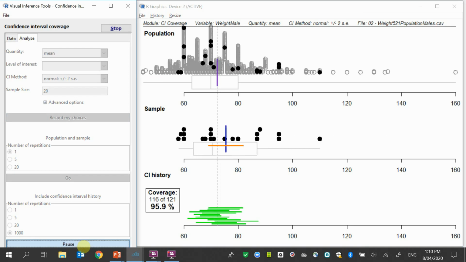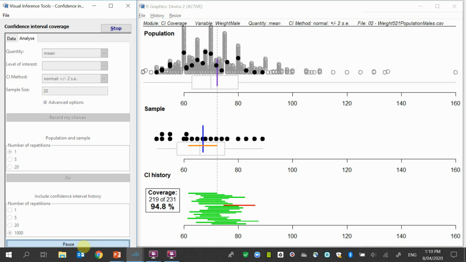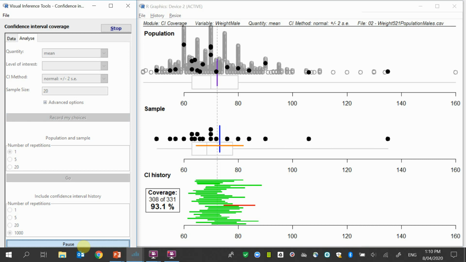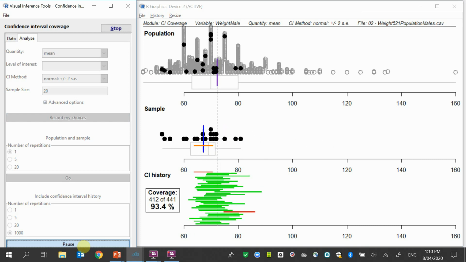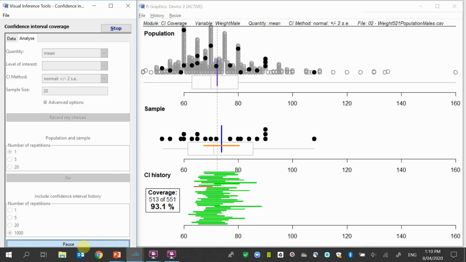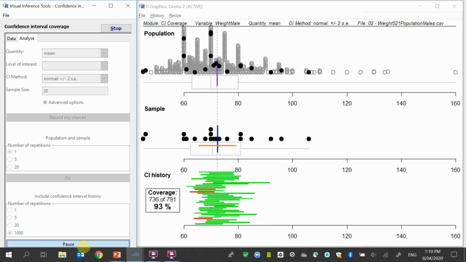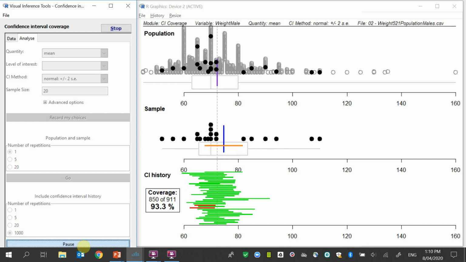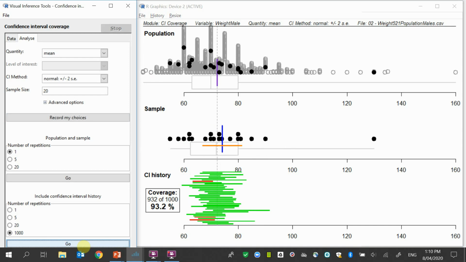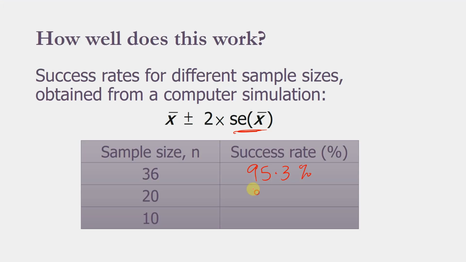Okay, so you can already see those green lines building up down the bottom. They look a bit wider than they did last time, so that's what we expected. We're still getting a few red ones, but it's not looking too bad, I guess. But there's definitely a few more red ones than last time. And if we look at our coverage rate, 93.2%. So it's gone down.